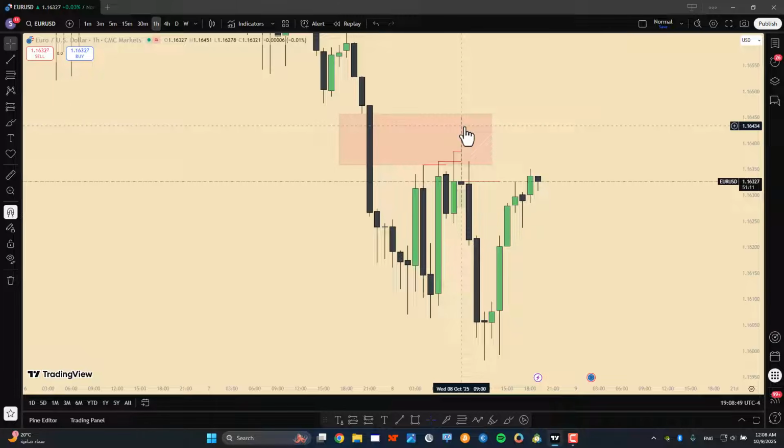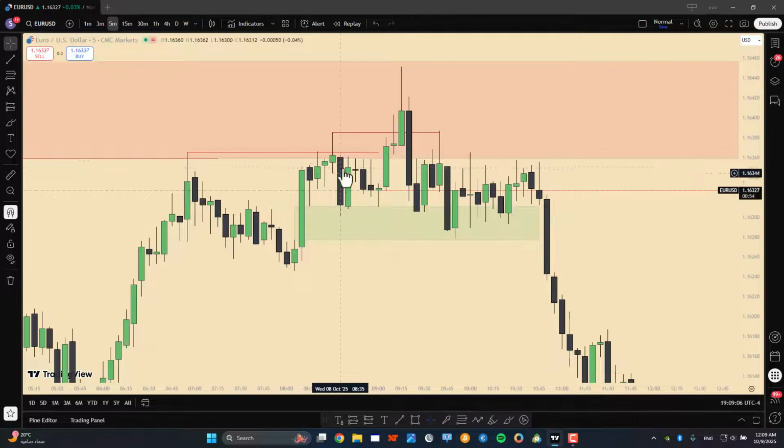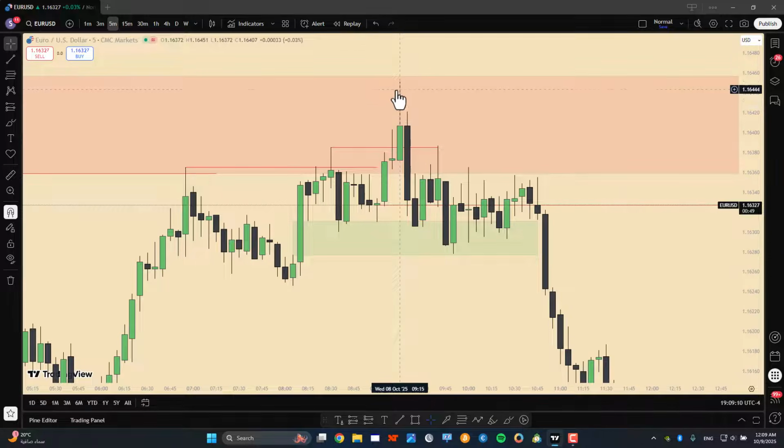When you have a displacement in the direction against your bias, and then you have another displacement in the opposite direction just after it. So if we go to the 5 minute, you can see that price was moving normally right here, average range, average sizes, and then we have a displacement to the upside, followed by another displacement. And when this happens again inside a bearish point of interest, that's a really good sign that price is ready now to trade to the downside.